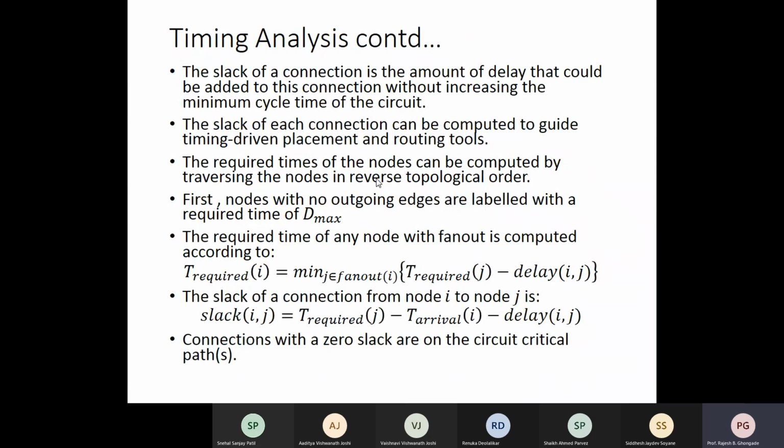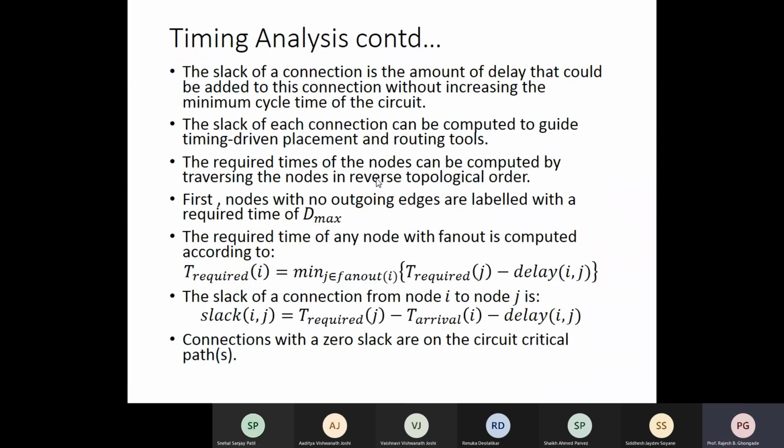The slack of a connection is the amount of delay. So what is a slack? It is the amount of delay that would be added to this connection without increasing the minimum cycle time. Slack of each connection can be computed so that it is a guideline for timing driven placement and routing tools. So it is another input parameter for the placement and the routing tools.